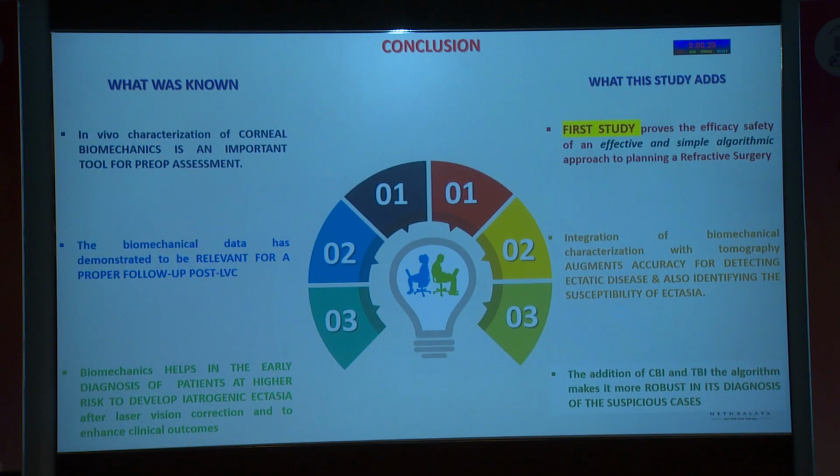So what was known is corneal biomechanics is an important tool for pre-op assessment, and it is relevant for a proper follow-up of post-laser vision correction patients. It helps in early diagnosis of patients with high risk to develop iatrogenic ectasia. What the study adds is, it is the first study that proves efficacy and safety of an effective and simple algorithmic approach to plan refractive surgery. It augments accuracy for integration of biomechanics and tomography, augments the accuracy to detect ectasia and also identifies susceptibility to ectasia. Addition of CBI and TBI in the algorithm makes it more robust in diagnosis of suspicious cases.